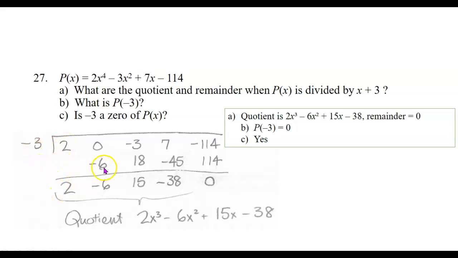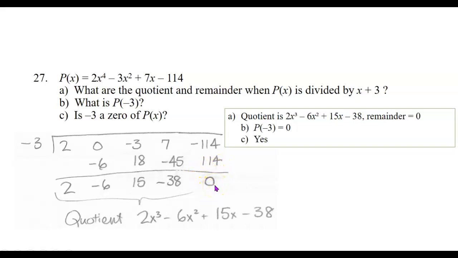-3 times 2 is -6. 0 plus -6 is -6. -3 times -6 is +18. -3 plus +18 is 15. -3 times 15 is -45. 7 plus -45 is -38. -3 times -38 is +114. And -114 plus +114 is 0.